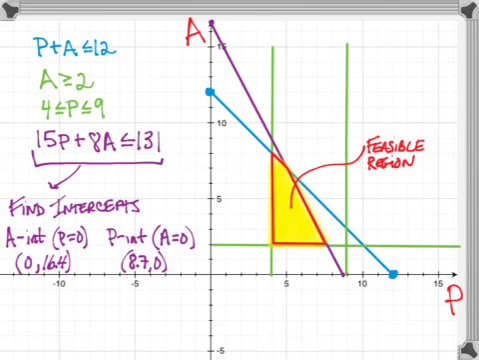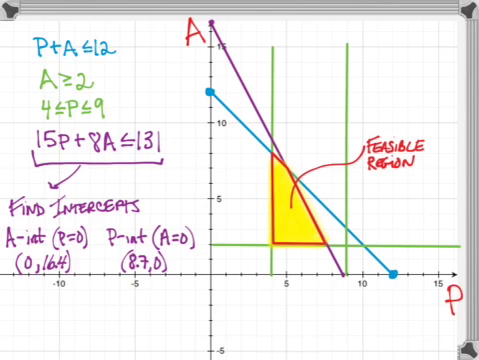So if I pick a point at random, say 5, 5. 5 is greater than 2. 5 is between 4 and 9. 5 times 15 plus 40 is less than 131. It works for everything. What we're really interested in, though, is these corners.